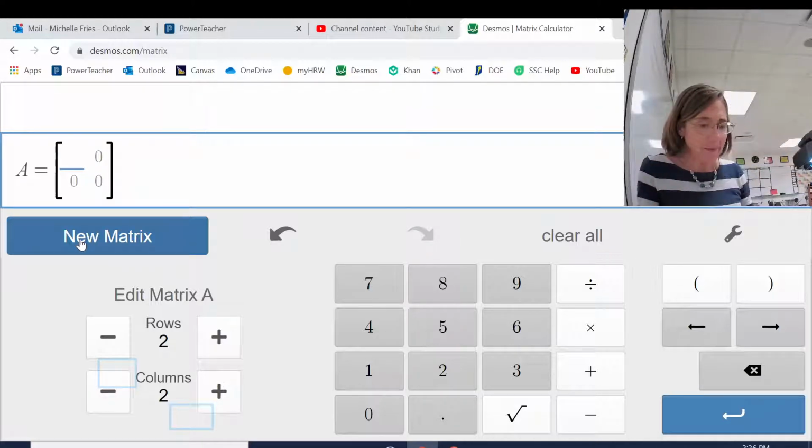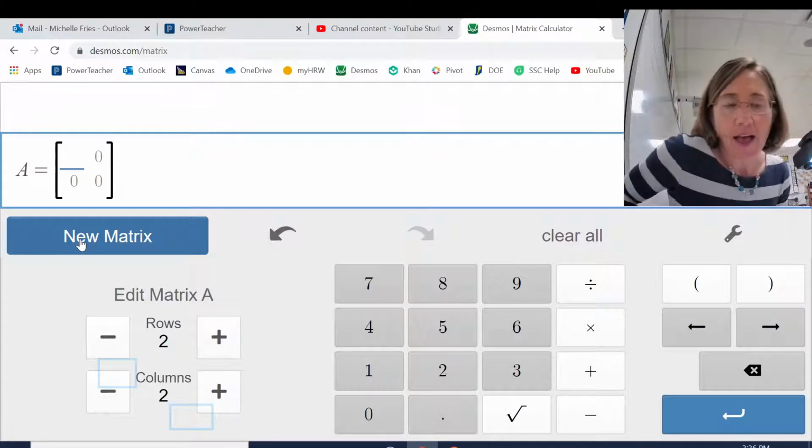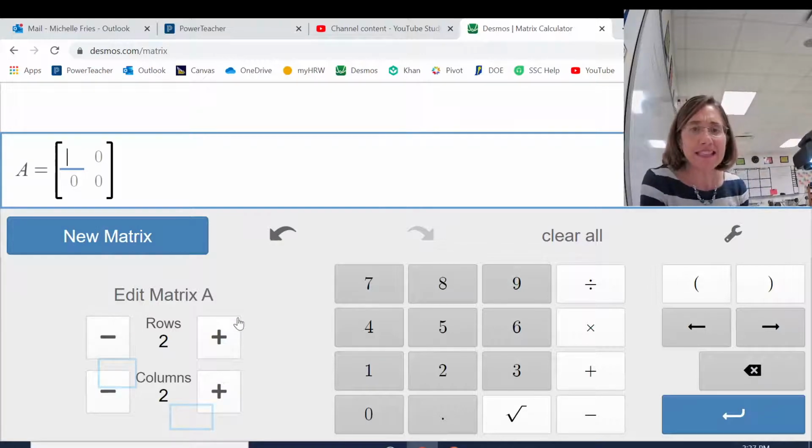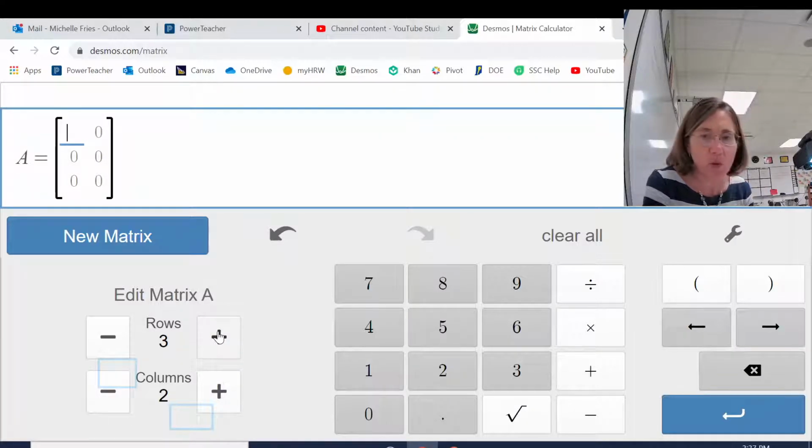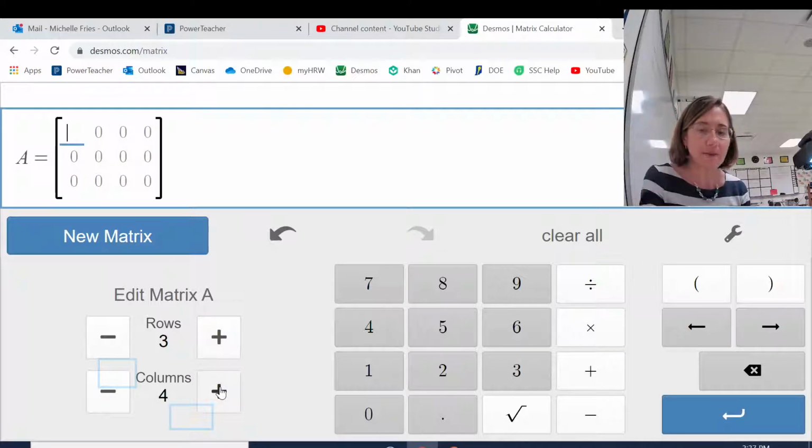So we are going to input this information here. It wants us to set up how many rows and columns are in our matrix. So it looks like I have 3 rows and 1, 2, 3, 4 columns. There, so that builds it for us, so we have the space that we need. And then we're just going to enter this matrix.